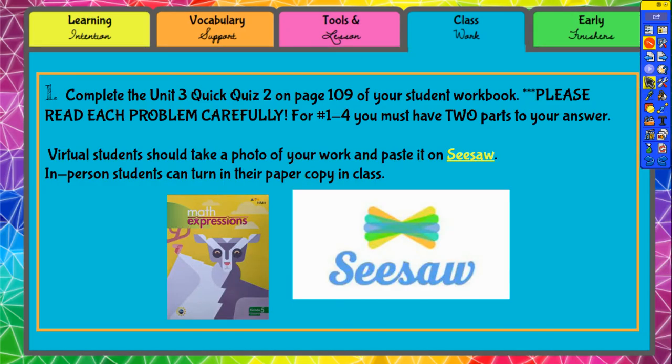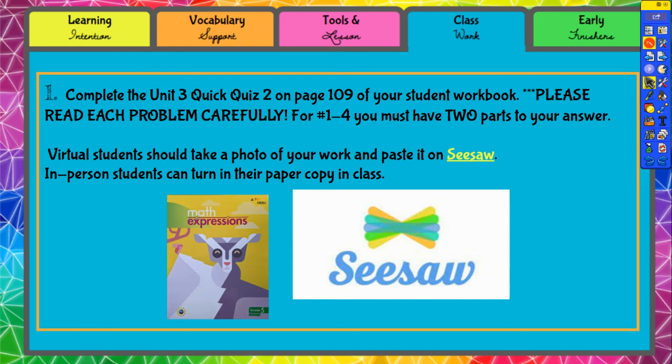All right, hopefully you have your mind right, ready for your quiz. There is a lot of generalizations and comparisons on your quiz. So I would like you to hop over to Seesaw. We are going to be completing the Unit 3 Quick Quiz 2. It is also on page 109 of your student workbook. So let's all open to page 109 in your student workbook right now. I'd like to go over these problems with you quickly. So 109, if you're not there, please get there. Please pause the video until you are ready to go.